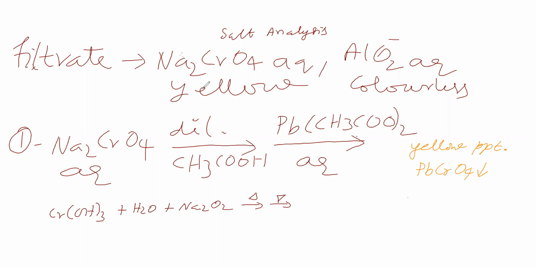What is another test for this sodium chromate? That we will see. Now we will take this sodium chromate, CrO4 2 minus aqueous solution. It is a yellow colored solution. To this yellow colored solution, first dilute nitric acid solution is added.